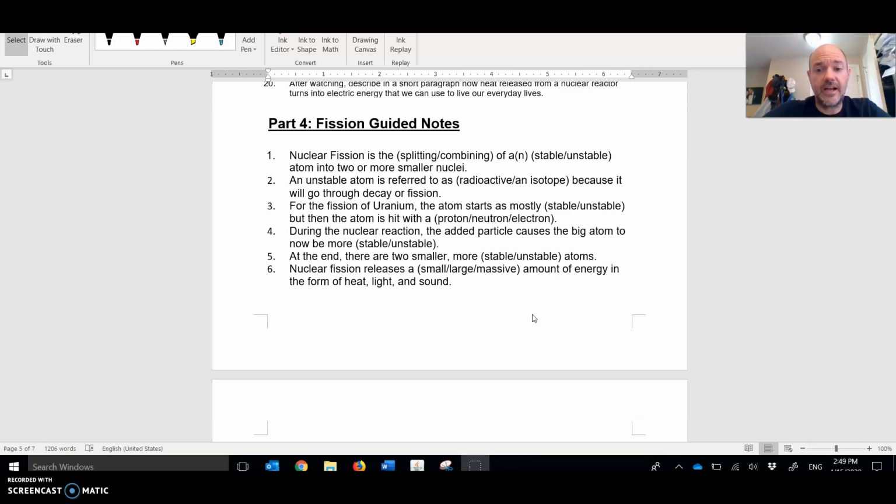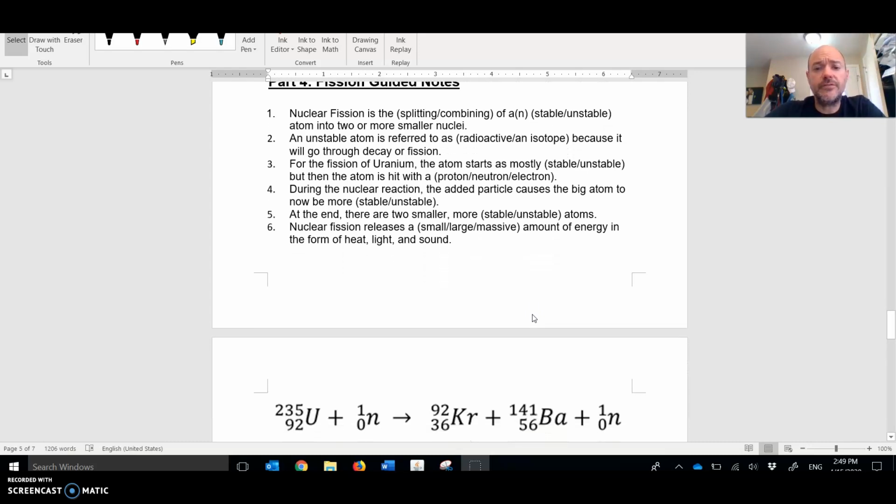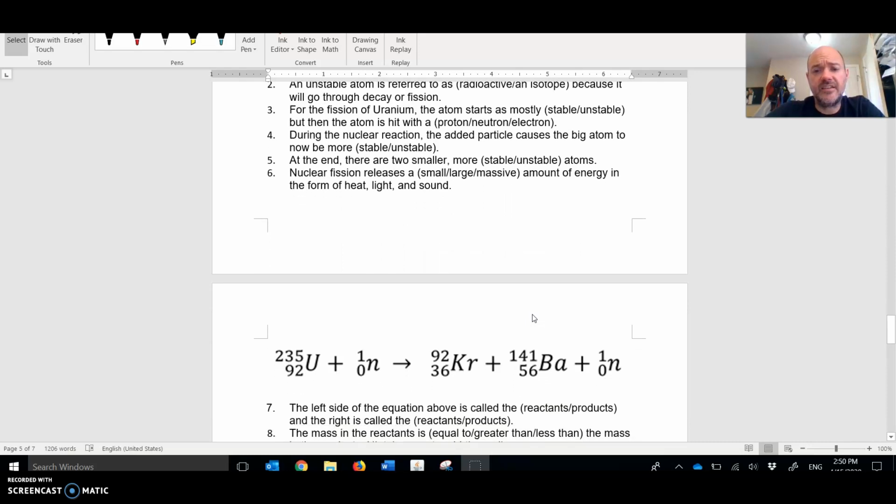During the nuclear reaction, what does the atom particle cause the big atom to become, more stable or more unstable? And at the end, there are two smaller, more stable or more unstable atoms. Which do you think? Nuclear fission releases a small, large, or massive amount of energy?